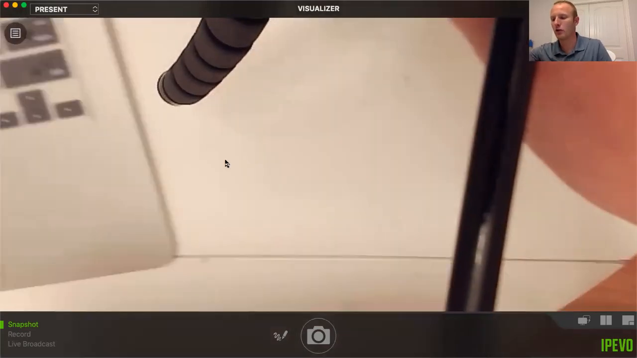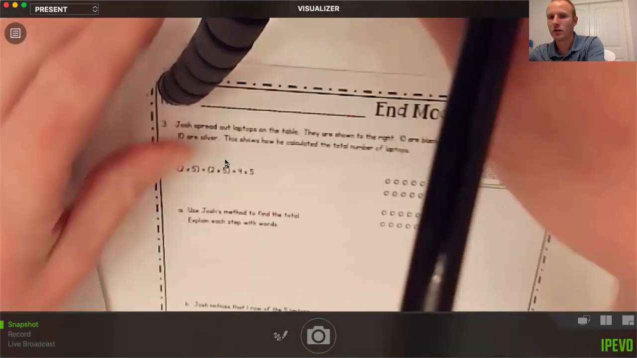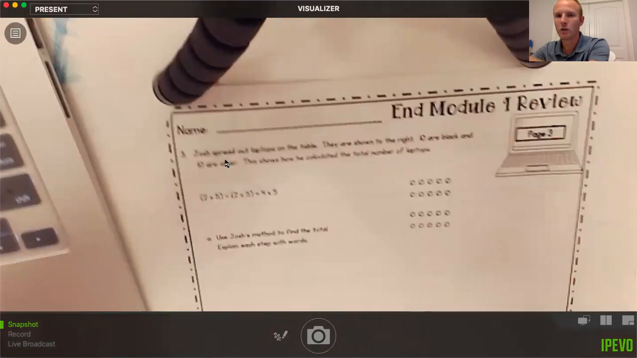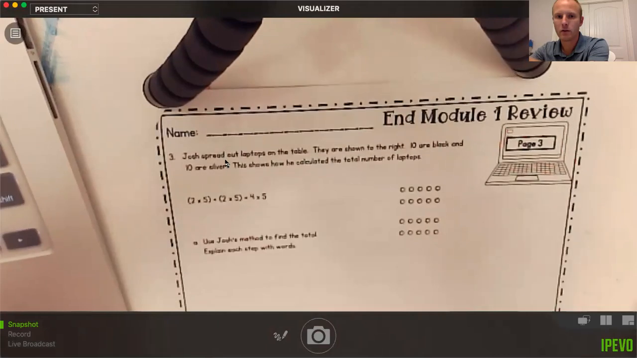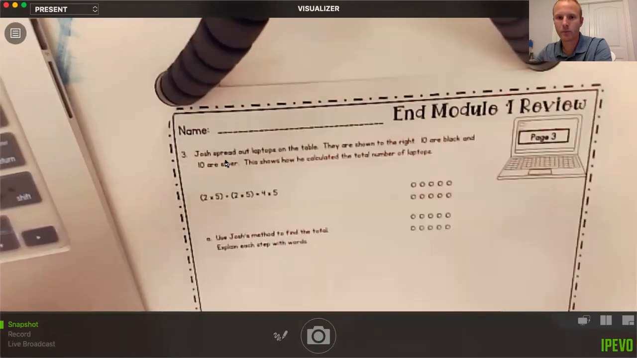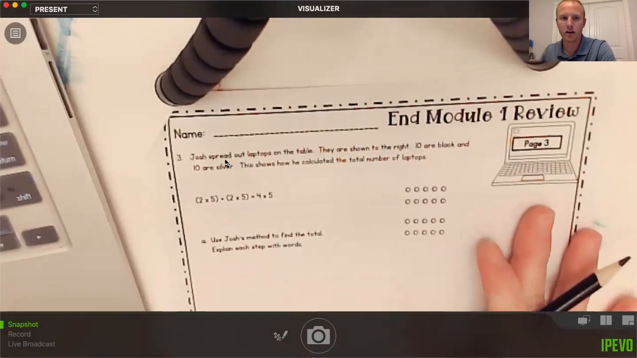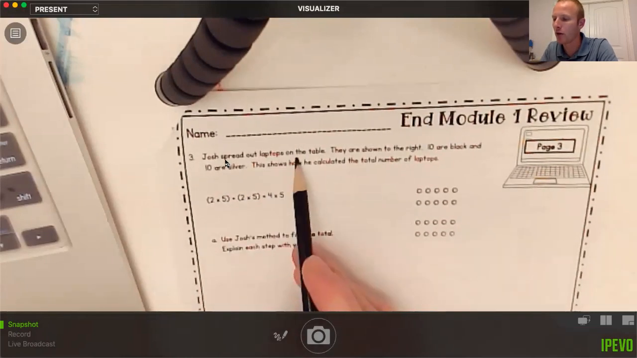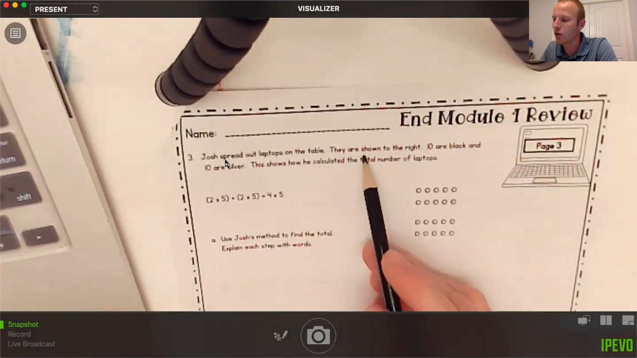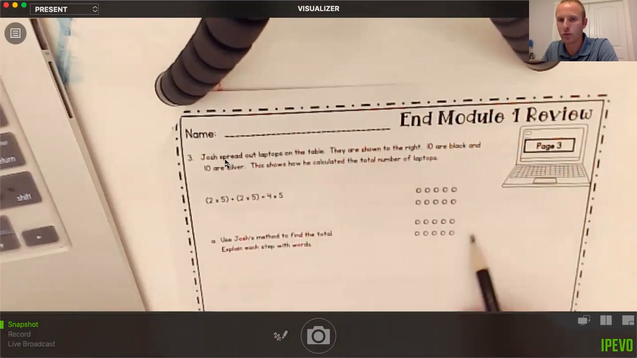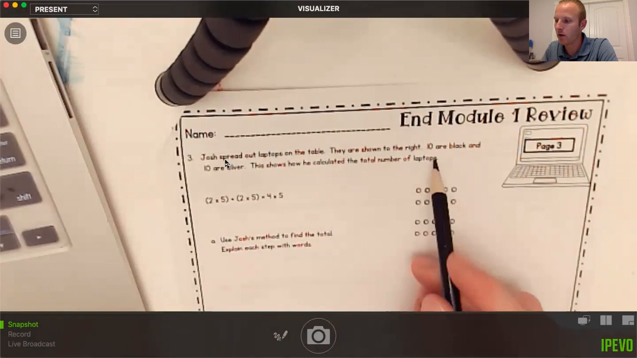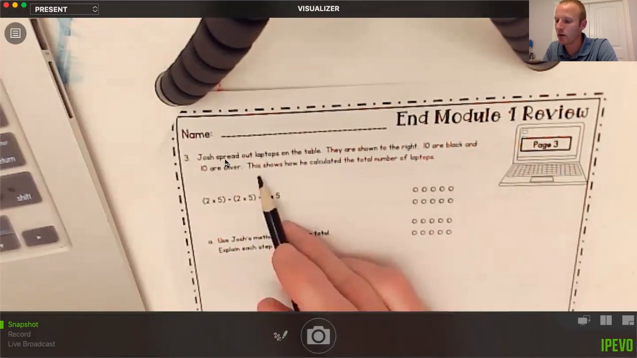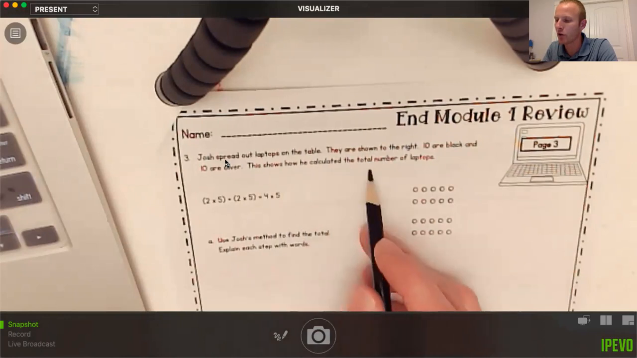All right, let's move on to our next section, where we're going to talk a little bit about the distributive property. All right. There we go. It's the best we're going to get in terms of clarity. It says Josh spread out laptops on the table. They are shown to the right, which is just this picture down here. 10 are black and 10 are silver. This shows how he calculated the total number of laptops.